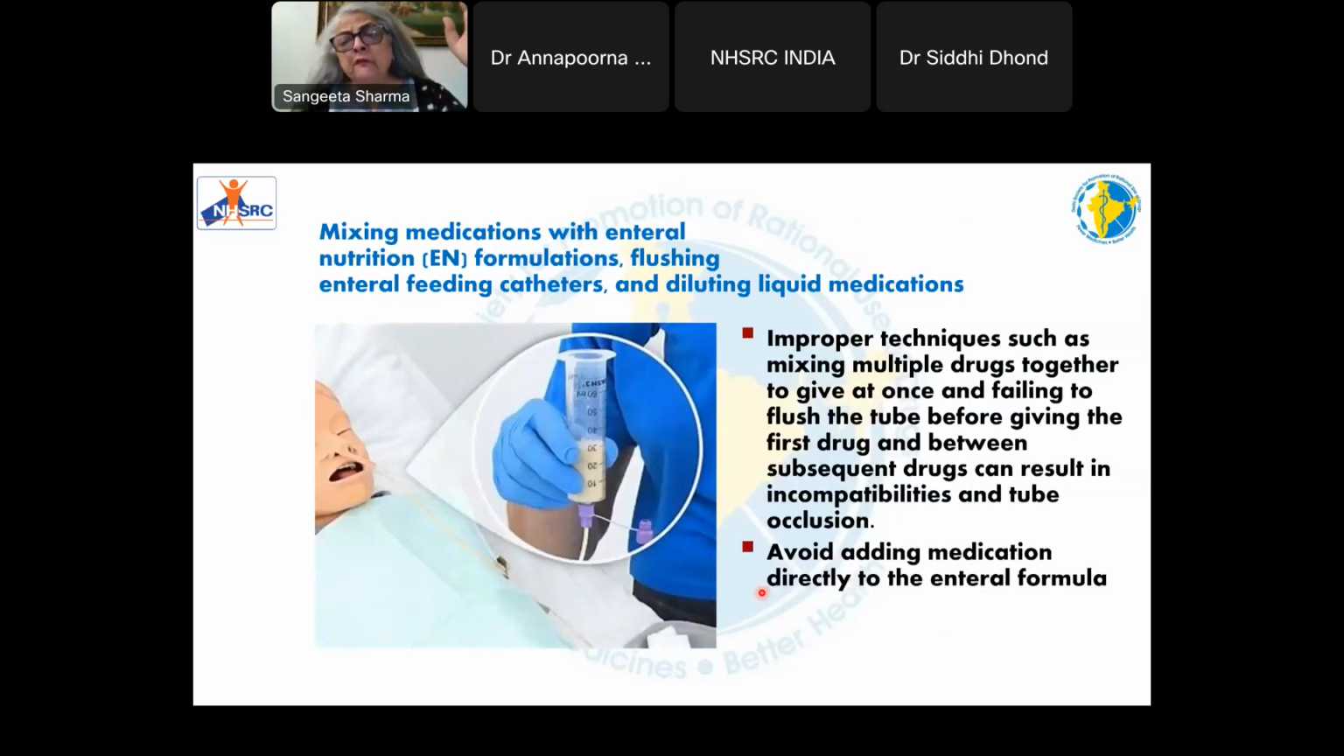Also many of the patients we have in IPD are on nasogastric feeding. So we have to give enteral nutrition and enteral formulations to these patients. Be careful about the enteral feeding catheter, what all medicines can be given through this nasogastric tube and how, because the same kind of incompatibility that I showed earlier may happen when you are mixing two or three drugs together in the feed and giving it. So by and large, do not mix medication directly in the enteral formula.